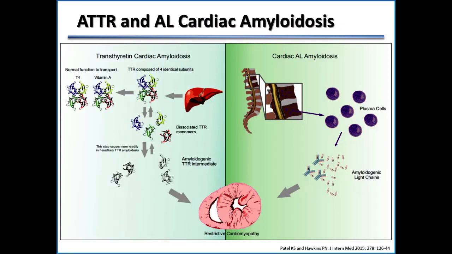So this diagram, a point I want to make here is that you have the TTR pathway on the left and the light chain amyloid on the right, and they're very different processes, right? One comes from the liver, the other comes from the bone marrow. But regardless of this, the endpoint is the same. You end up with these misfolded proteins, and you end up seeing restrictive cardiomyopathy in your patients.